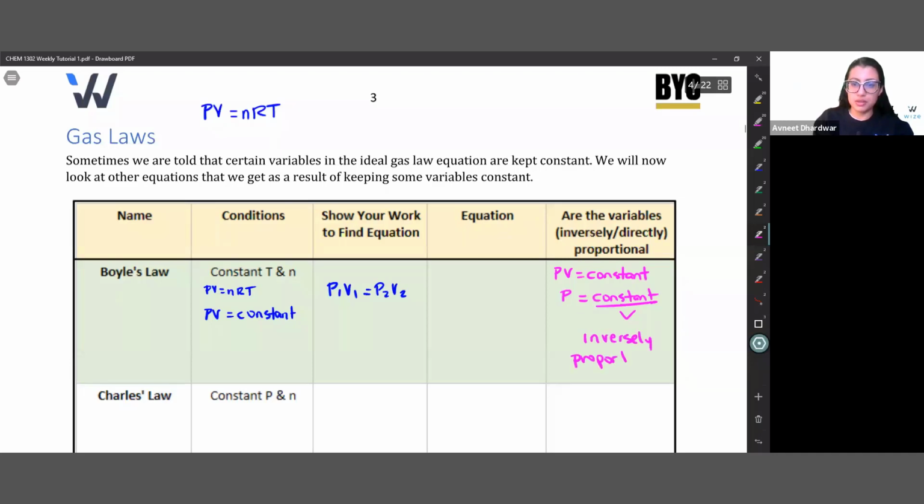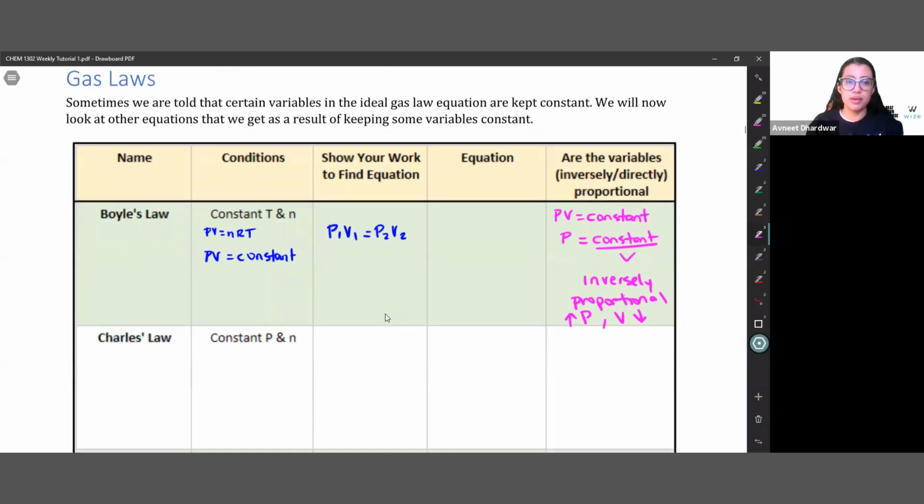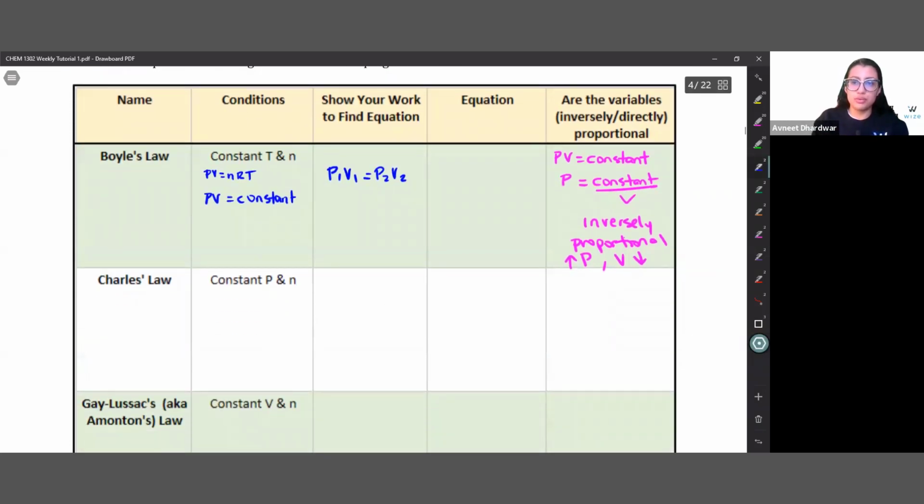So in this case, as pressure increases, volume would decrease and vice versa. I don't think you guys are commonly tested on whether variables are inversely or directly proportional. I haven't really seen any questions like that, but the equations are more important to understand how you can get those. So we'll just quickly go through and focus mostly on equations.